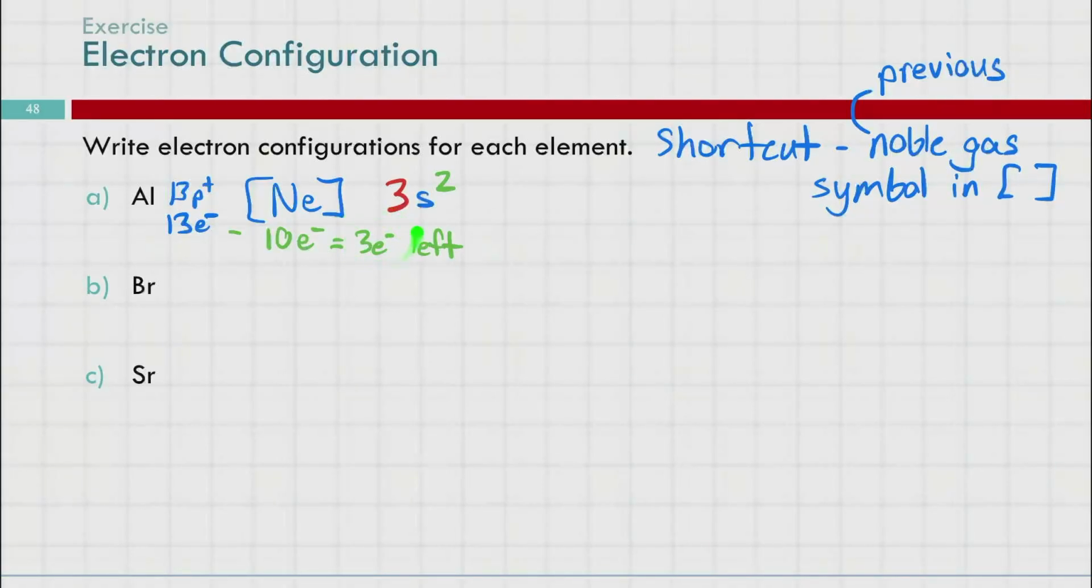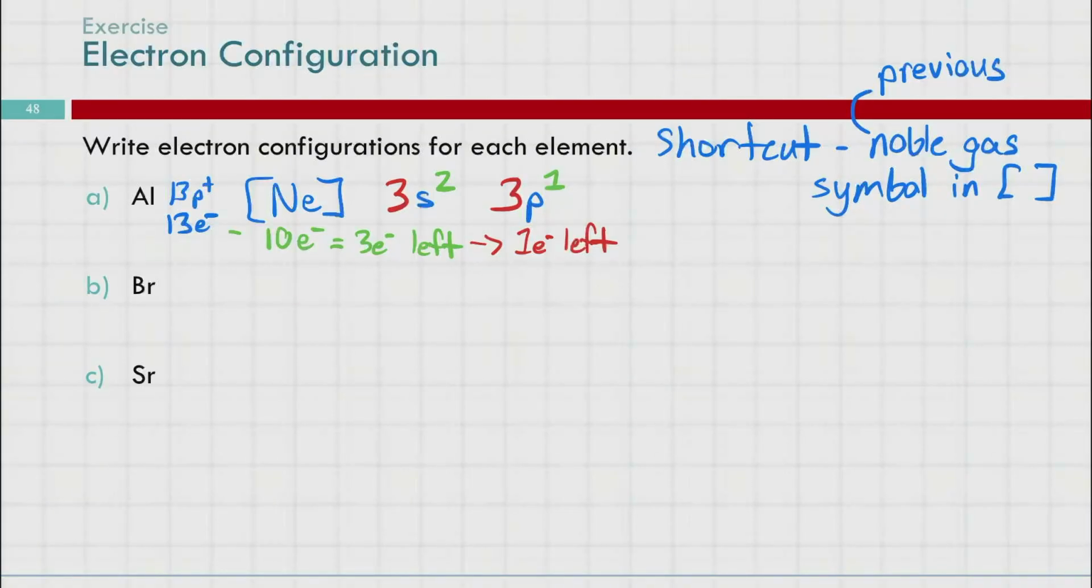Since we had 3 electrons to place, we still have 1 left. So we've got 1 electron left to place. What comes after 3s? Well, if we jump over from our S block, next up is our P block, and we're still in row 3. So we've got 3, this time P, and 1 electron can fit very well into that subshell. So that's our electron configuration for aluminum.